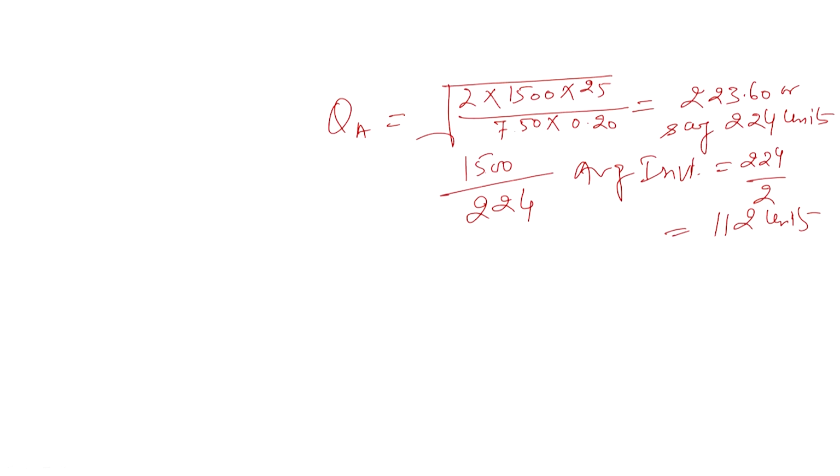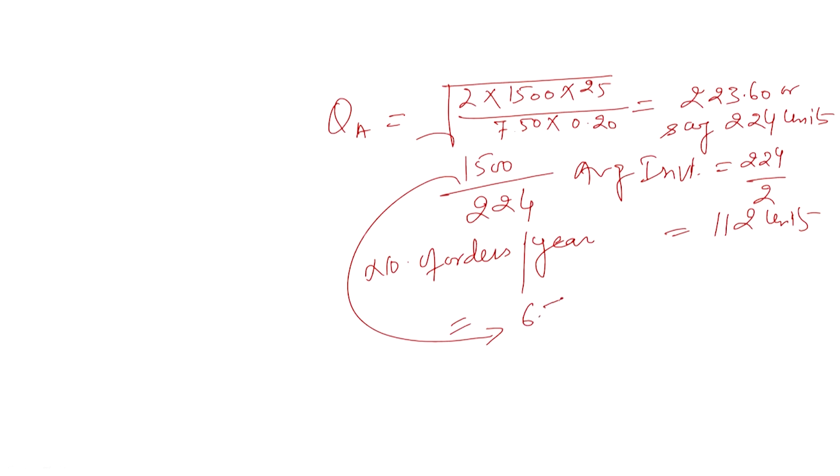So, number of orders per year are going to be how much? That is the same amount here, and that will come out as 6.70 orders. This is the original case, this is the original situation. So, we are annually placing 6.70 orders. Our ordering cost is, cost per order is 25 per order, and the carrying cost was 20%, and our average inventory we are keeping here is 112 units. This is the original case.